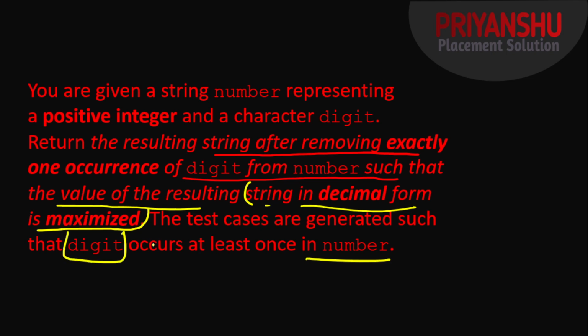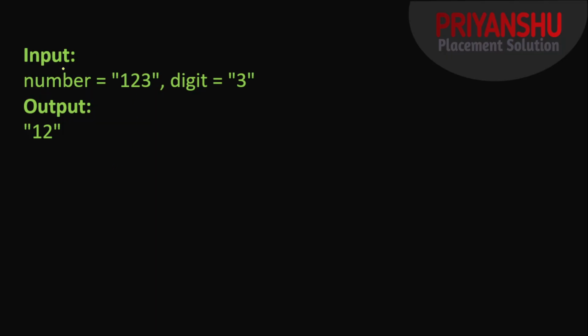Let us move to the test case, because according to me the question alone is not sufficient for understanding. We need a test case, then only we get the question. Input is given: a number in string format, and a digit, also in string format. Both are strings. You need to remove the digit from the number and find the answer. It's very easy: we have 123, we remove 3, we get 12.